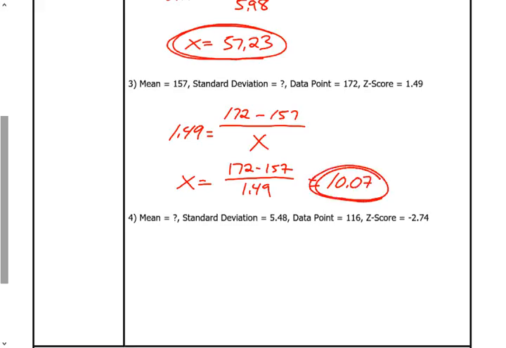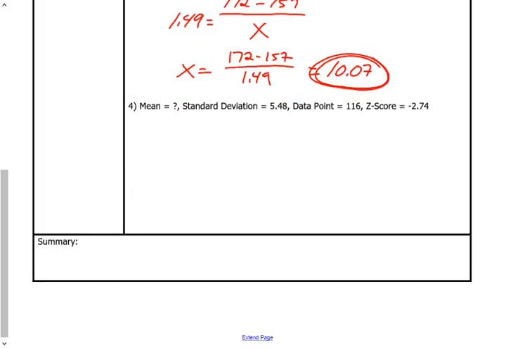And again, that is rounded. Well, there's only one last one I can find. It's when I am missing the mean. So, data point minus mean over the standard deviation.